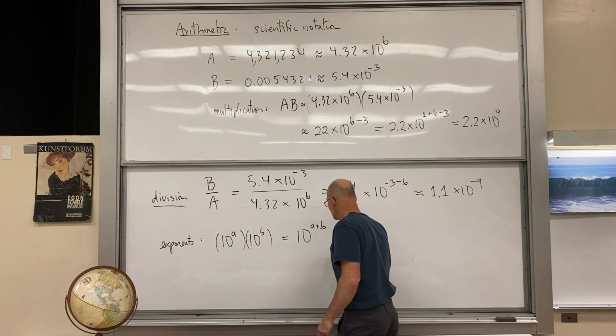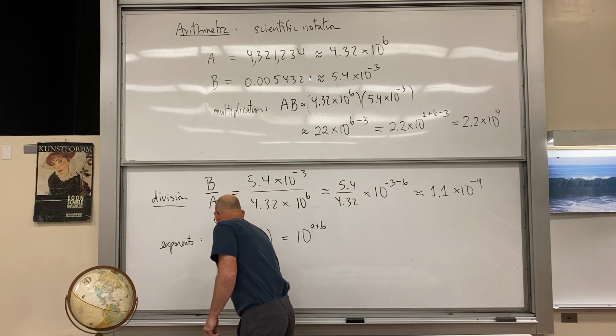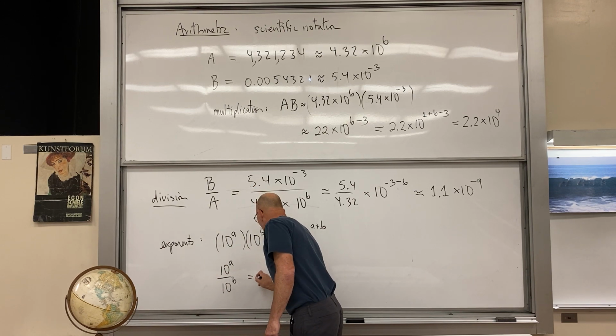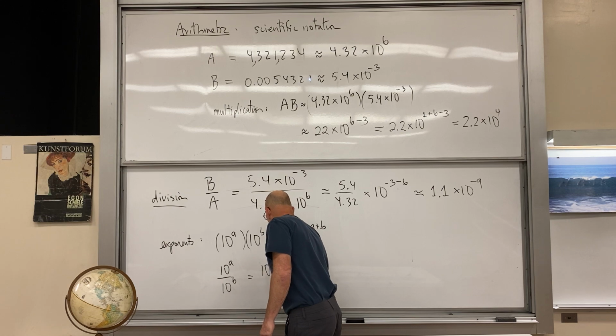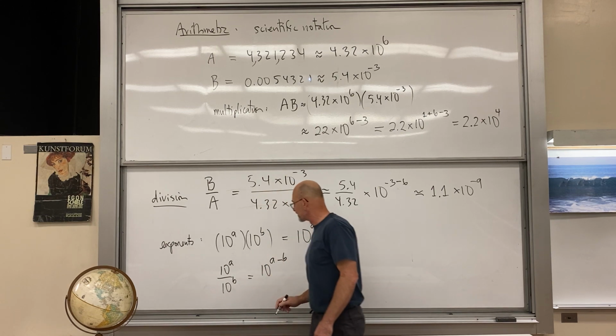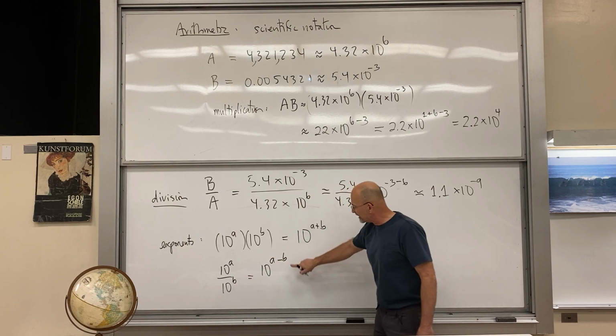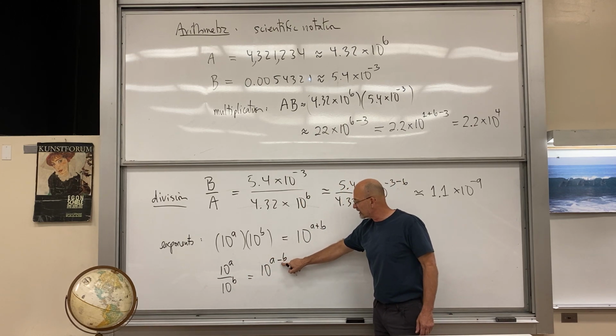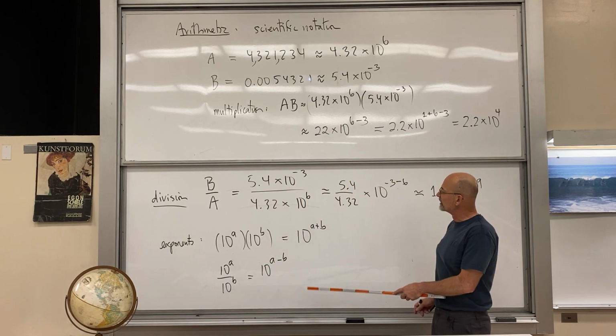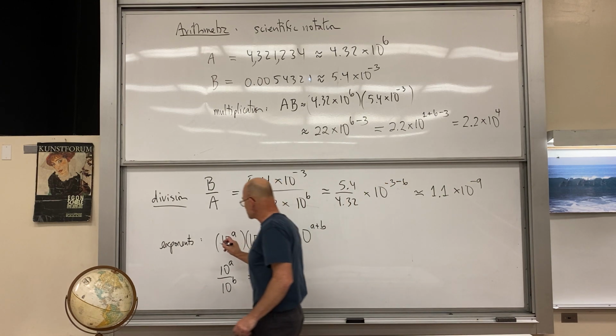If we had 10 to the A divided by 10 to the B, that would be 10 to the A minus B. Okay, so if it's an exponent in the denominator, that's the negative exponent in the numerator. So those are the two rules I just made use of.